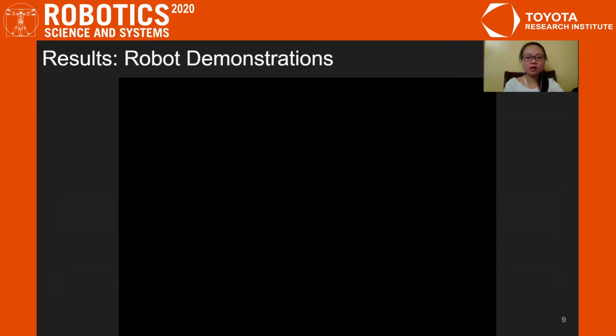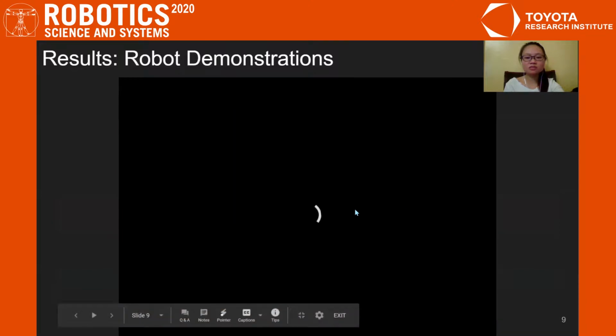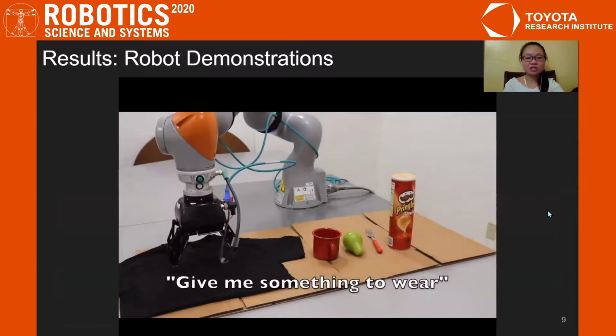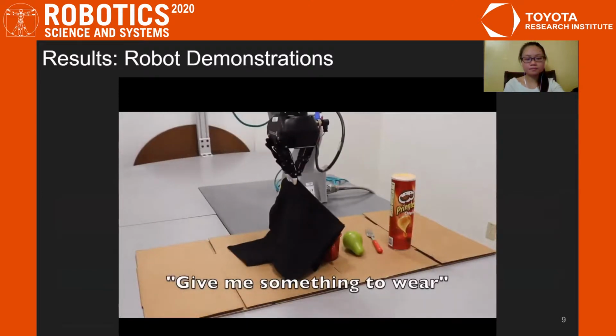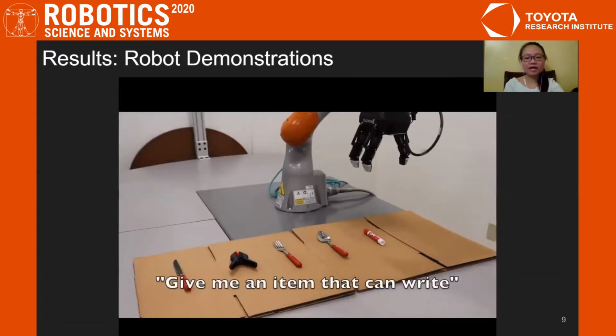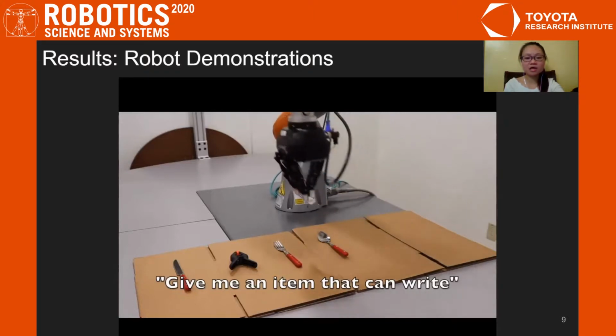We implemented our model on a KUKA robot arm, enabling the robot to retrieve objects based on descriptions of their usage. The robot correctly selected the t-shirt for the task of give me something to wear. When asked to give me an item that can write, it was able to pick out the marker from other distracting objects that are also partly red and have slim bodies.